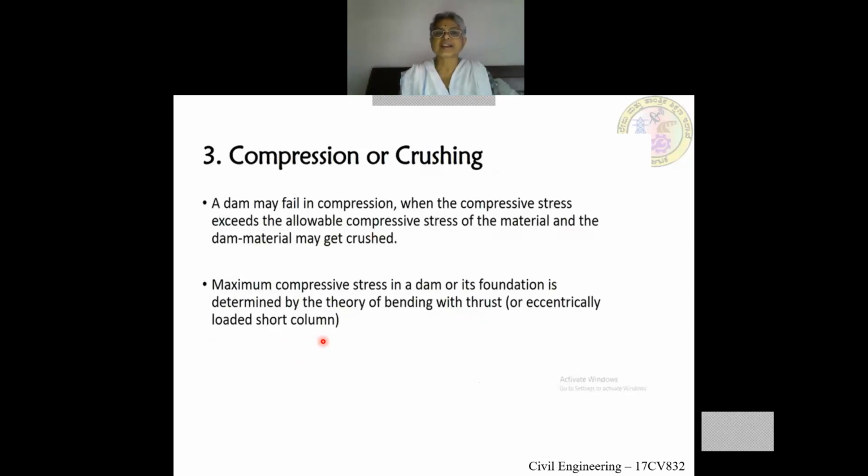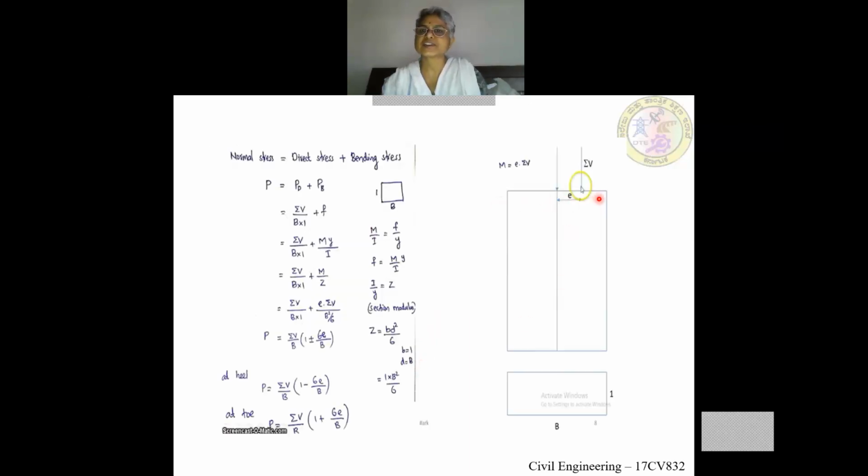So how do we calculate this compressive stress in the dam? For that we have to determine an expression, and the dam is considered like a short column of width B and thickness 1. This is a unit length along the direction of the dam. B into 1 is the cross sectional area of the short column, and this is sigma V, the vertical force, which will be acting at an eccentricity e. Because there will be both direct stress as well as bending stress, this is an eccentrically loaded column.